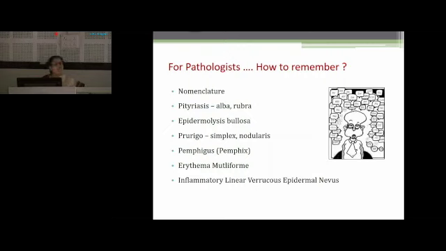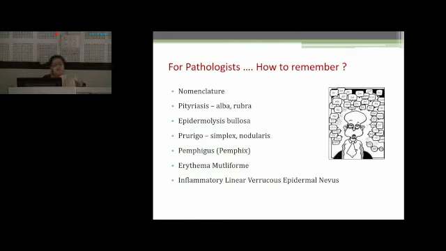The term epidermolysis bullosa is self-explanatory. It is a bullous lesion which is characterized by lysis of the epidermis. The term prurigo can be linked with pruritus. So there is pruritus, that means we are going to see some eosinophils there. If it is nodule forming, then it is prurigo nodularis. The term erythema multiforme, again, shows varied morphology. So any possible combination can be seen there in that erythematous lesion.